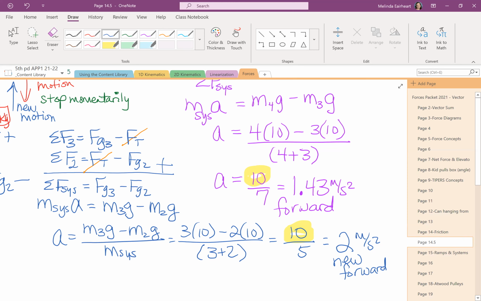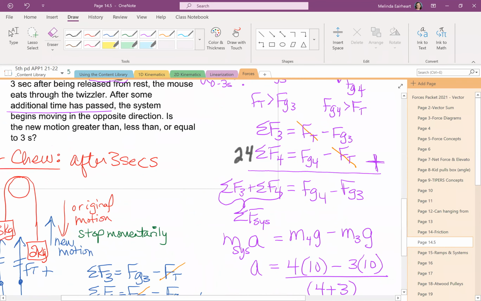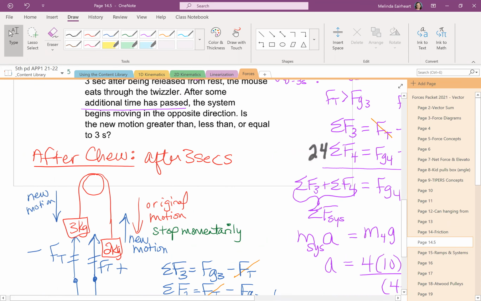Yes, yes? And so what are they asking us to find here? Is the new motion greater than, less than, or equal to 3 seconds? And so 3 seconds is that time before the chew. Let's find the time after the chew. And so first, we actually need to solve for that final velocity of segment 1, of situation 1, because it's going to be the initial velocity of our second scenario.